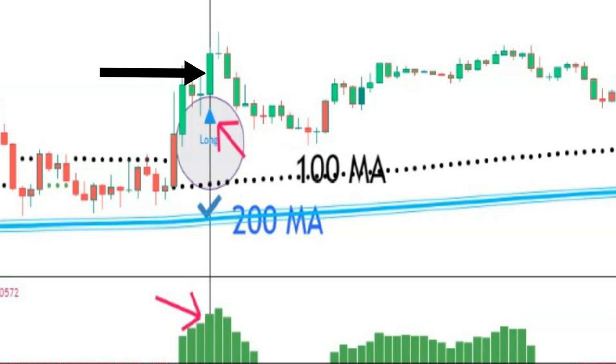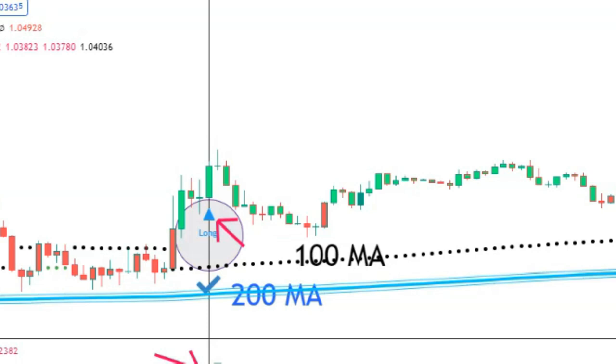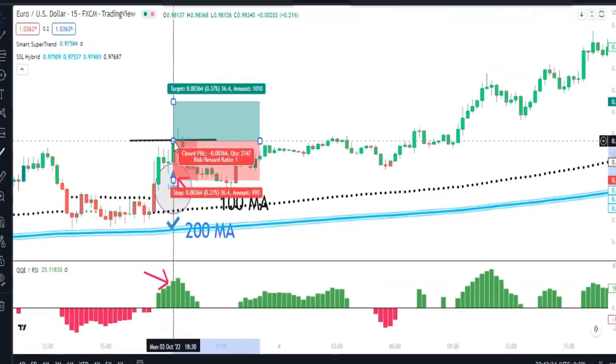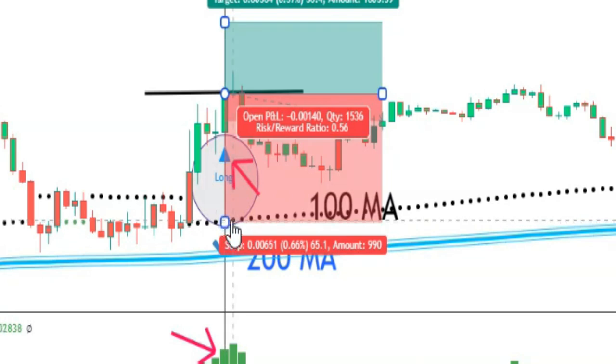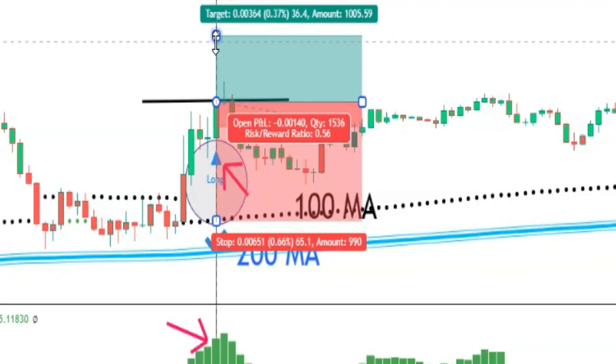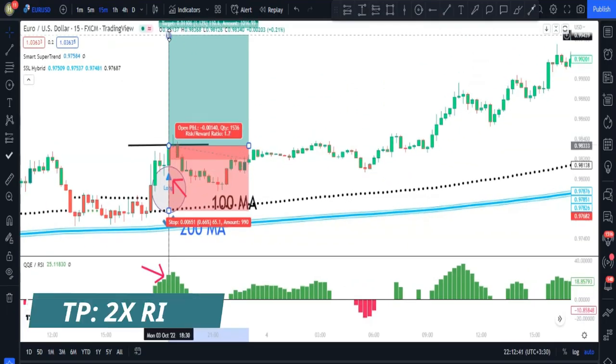So this would be a valid buy signal, and we can place our buy order at the close price of the trigger candlestick. You can set your stop loss on 100 MA, which are these dots on the chart, and exit the trade with the risk-reward ratio of 1 to 2.